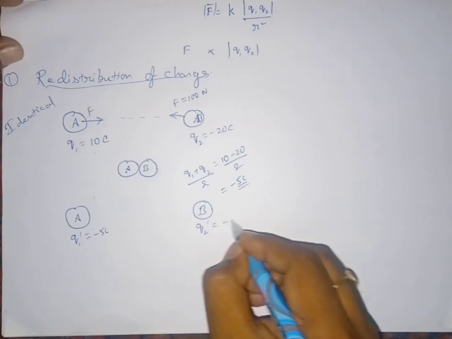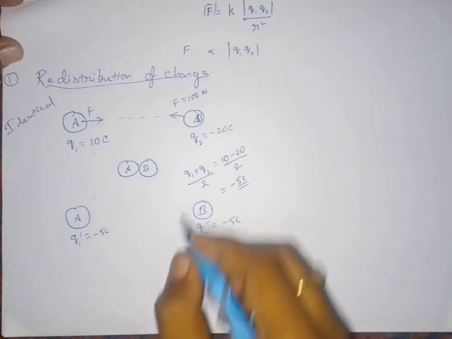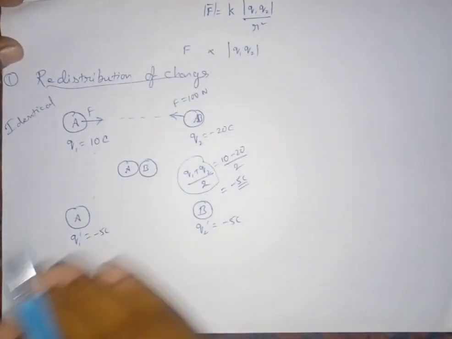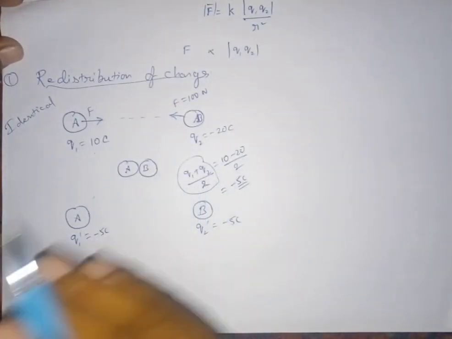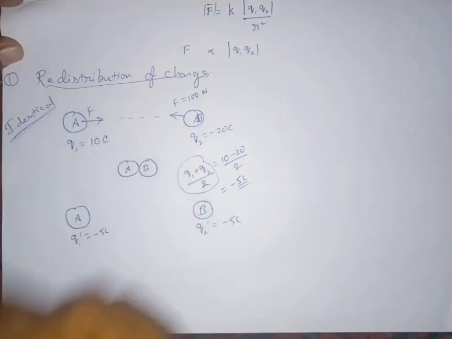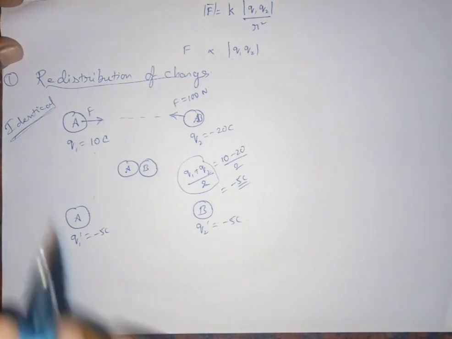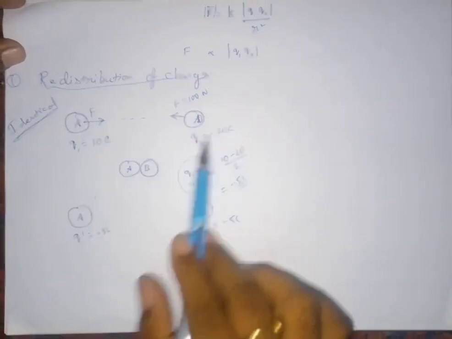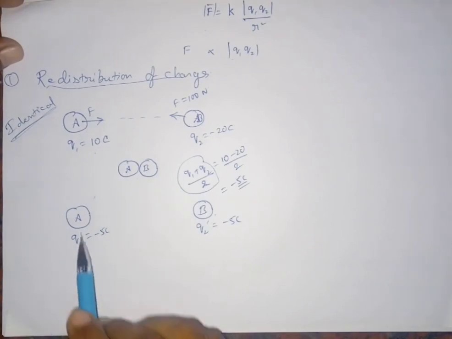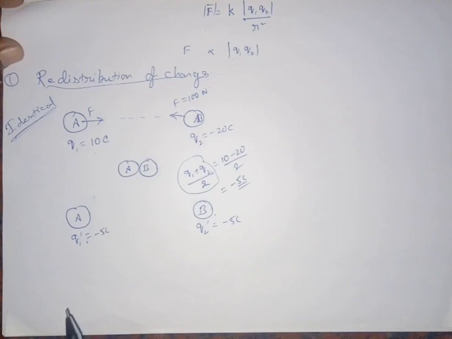Both should have the same charge, so the total charge is going to be equally distributed. Q1 plus Q2 is equally distributed, so each one gets (Q1 plus Q2) by 2. This happens only in the case of identical bodies. So when two identical bodies are made into contact with each other and then brought back to the same position, the total charge is distributed equally.